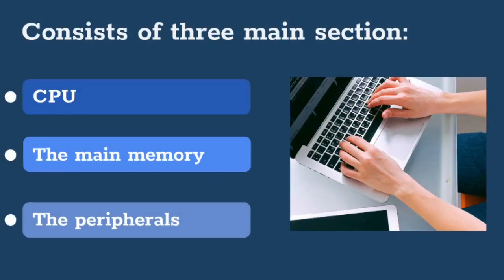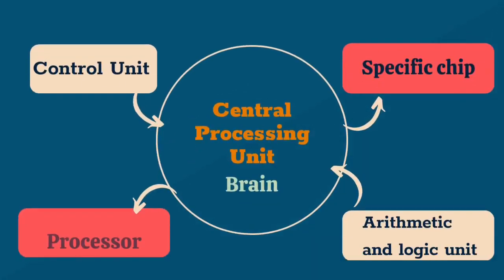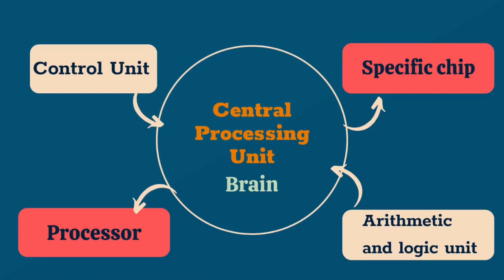Computer essentials consist of 3 main sections. First, the CPU, second, the main memory, and third, the peripherals. Here is what you need to know about the CPU. The arithmetic and logic unit and the control unit of a computer system are joined together to make the CPU.